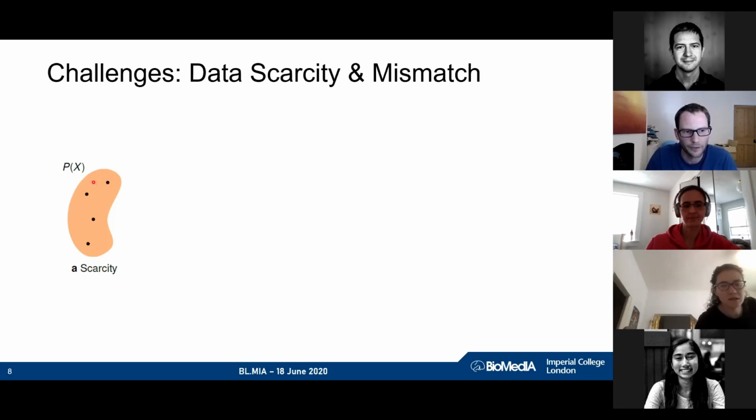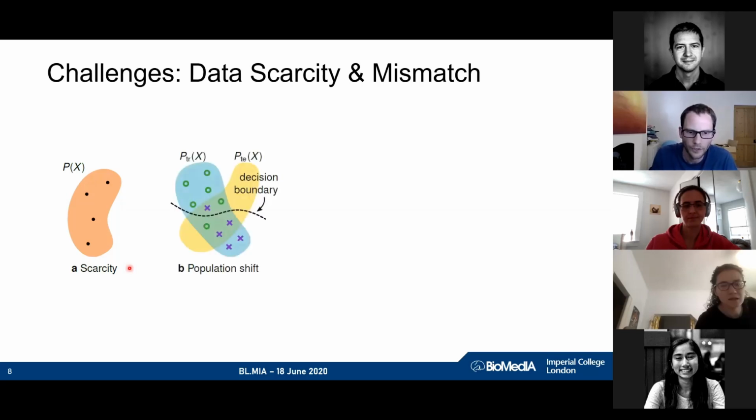So we might have this data distribution P of X, but we only have very few points for which we have high quality annotations. The other problem is that we have data mismatch. This relates to the assumption that the distribution over our training images and the distribution over our test images come from the same distribution, which is often violated in practice.